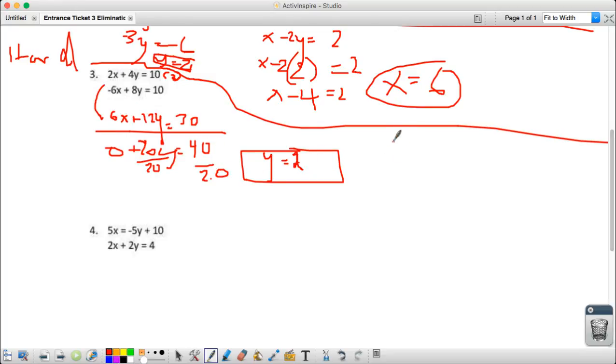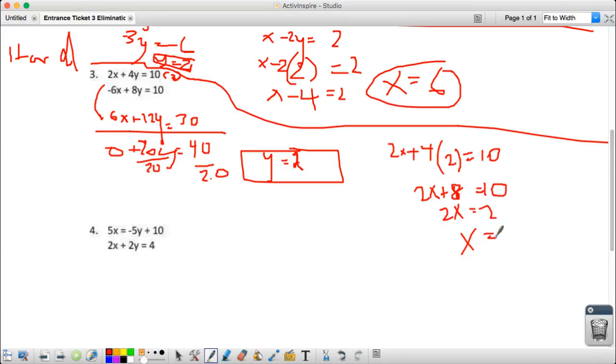So step 2 is always the same. You plug it into the equation. 2x plus 4 times 2. Plug in that 2. Equals 10. So we get 2x plus 8. The suspense is killing me. Equals 10. We solve for x. We get 2x equals, well, we got to subtract 8. So we get 2x equals 2. Or x equals 1.